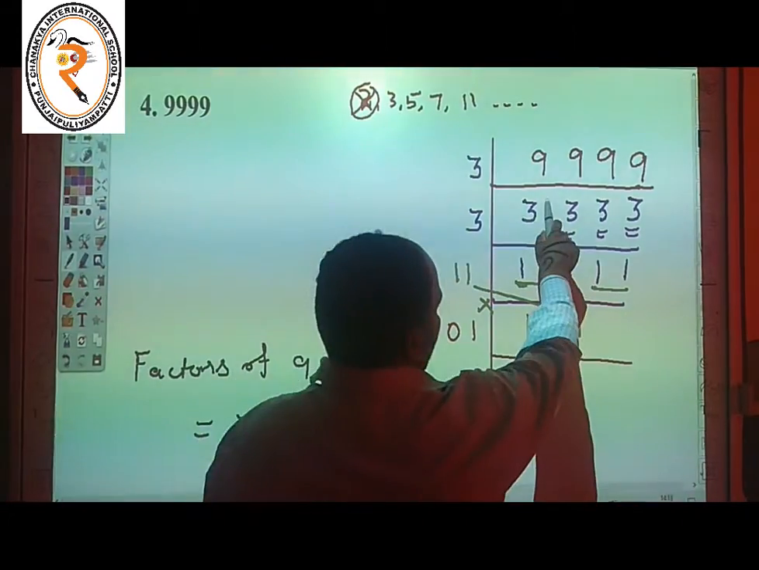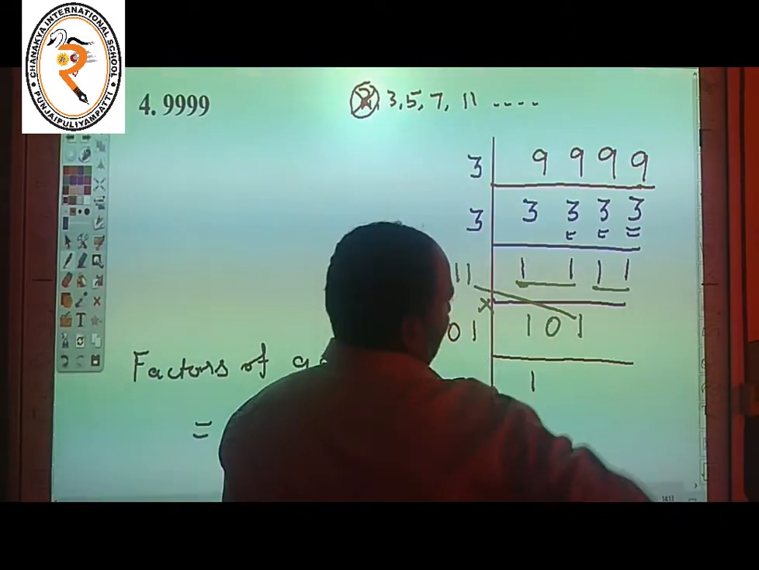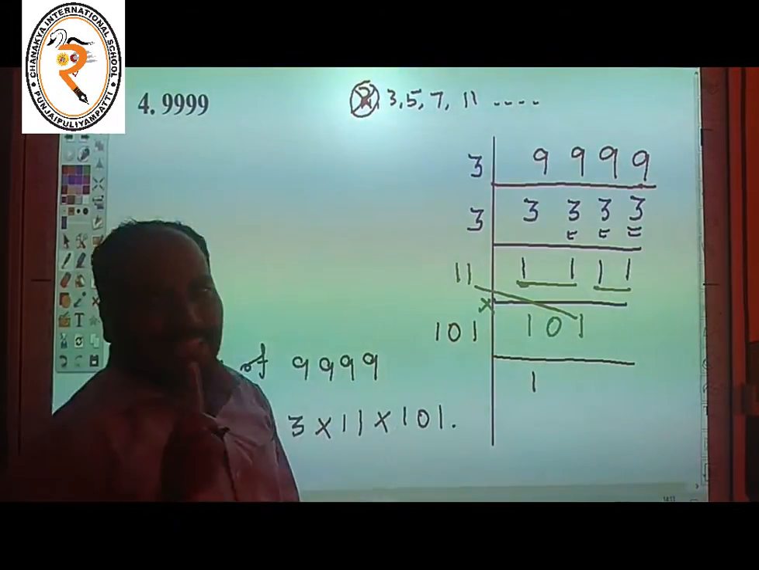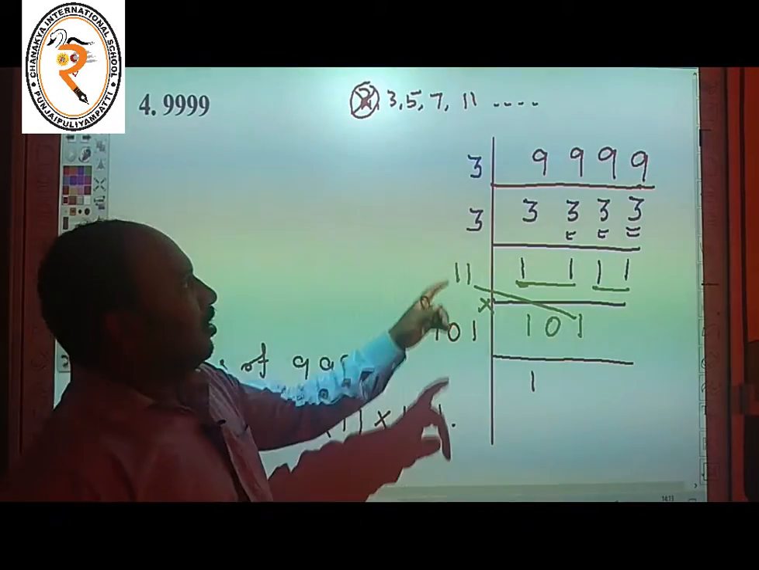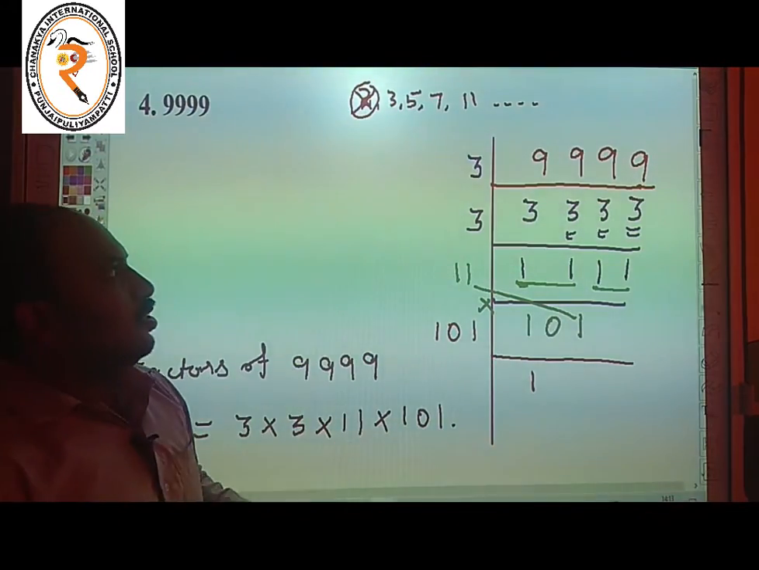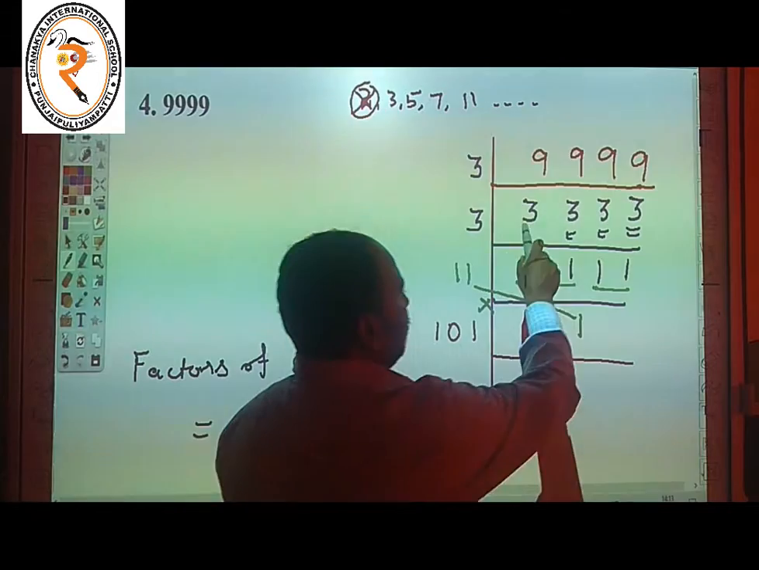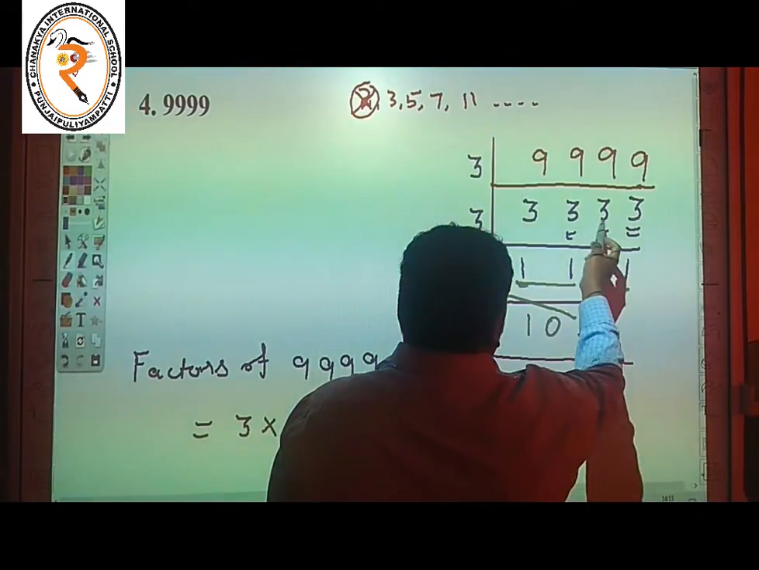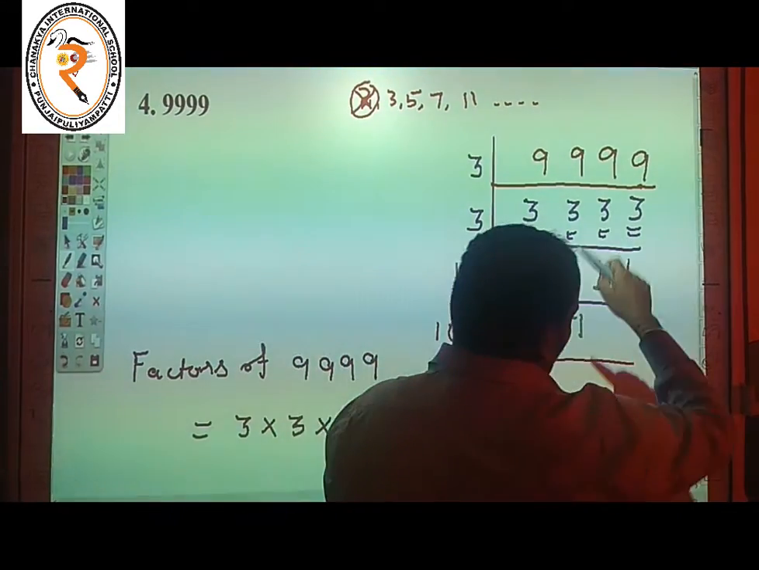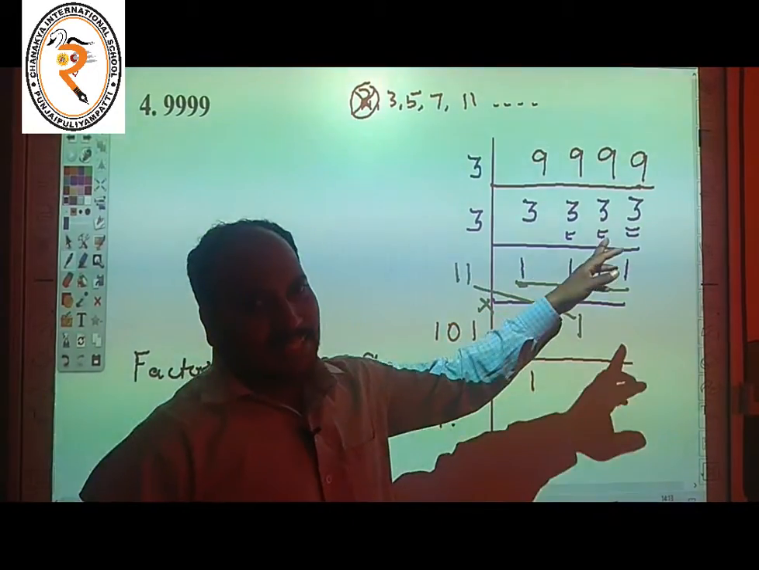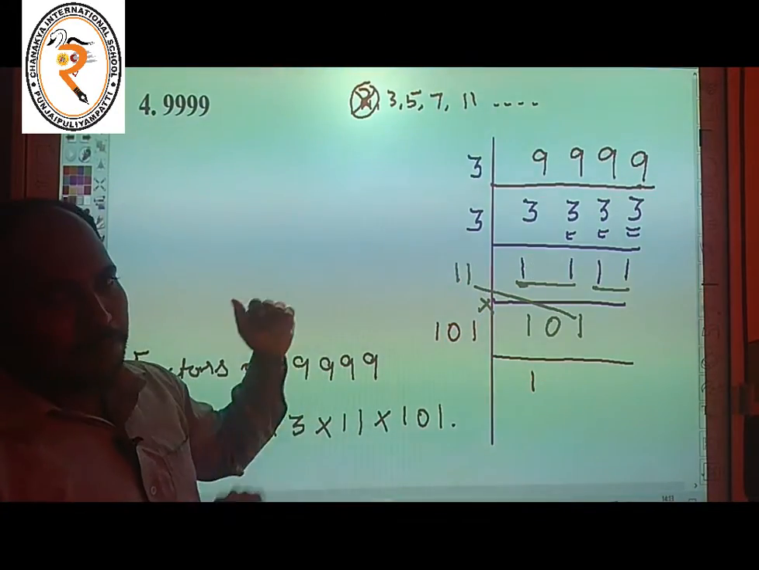Listen here. 9,999 is the greatest 4-digit number. We want to divide by prime numbers. The first prime number is 2. We cannot divide by it, so we go to 3. 3 3s are 9, again 3 3s are 9. So our answer is 3,333.